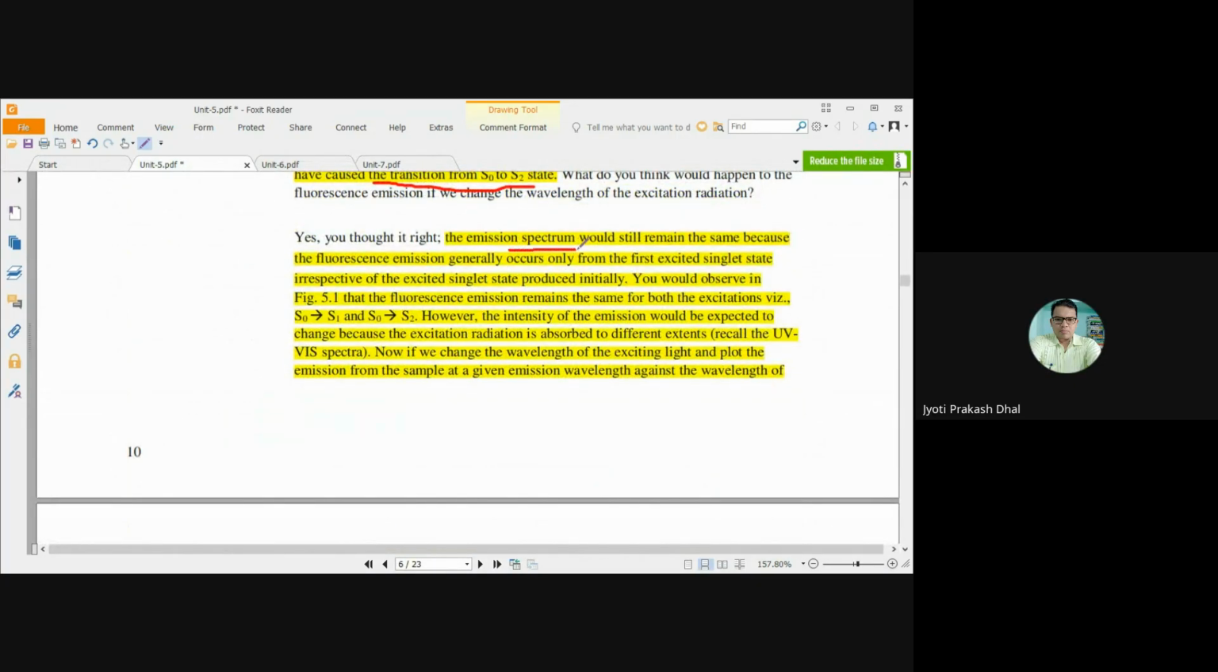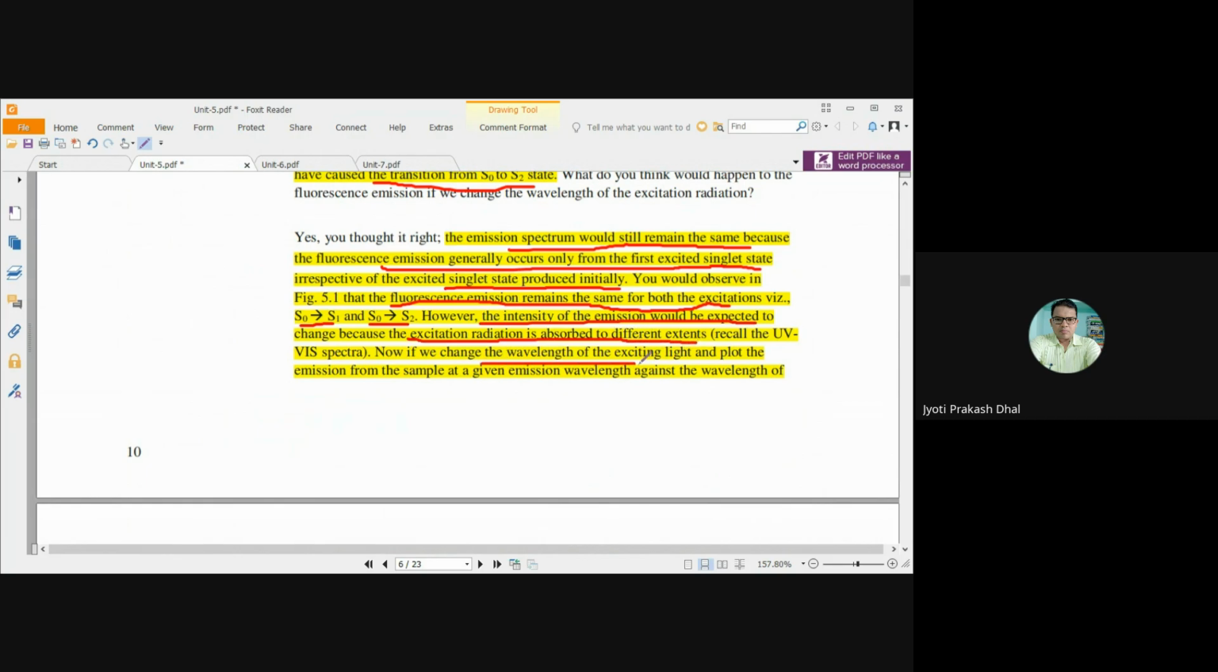So the emission spectrum would still remain the same because the fluorescence emission generally occurs only from the first excited singlet state, irrespective of the excited singlet state produced initially. And again you will observe in figure 5.1 that the fluorescence emission remains the same for both excitations, that is from S0 to S1 or S0 to S2. However, the intensity of emission would be expected to change because the excitation radiation is absorbed to different extents.